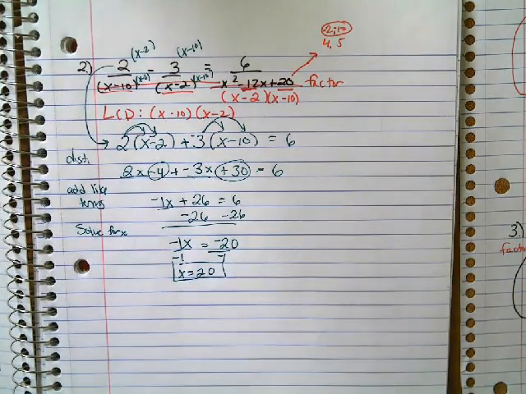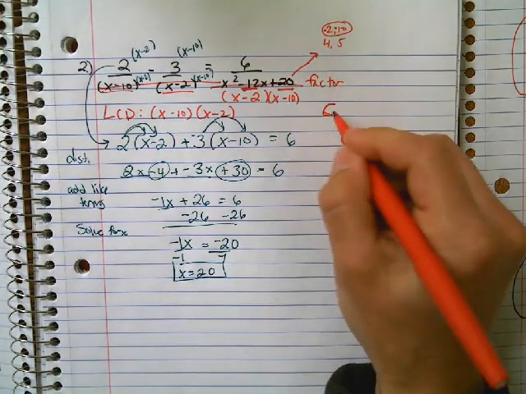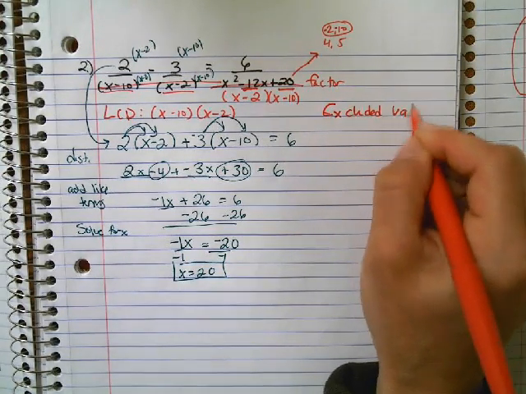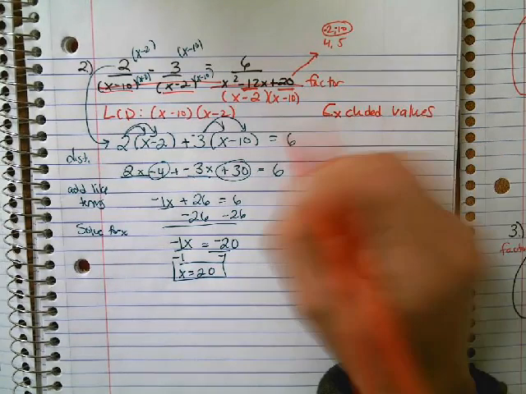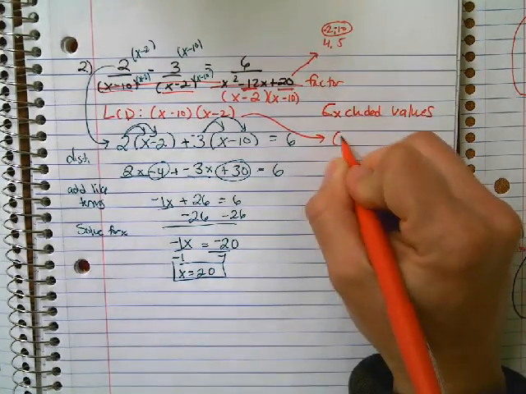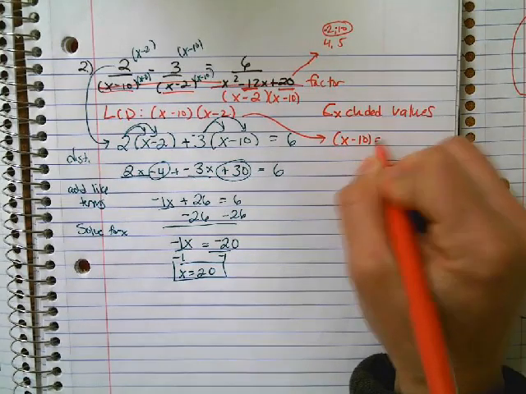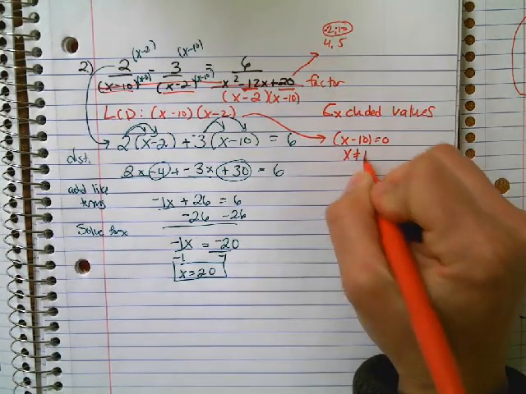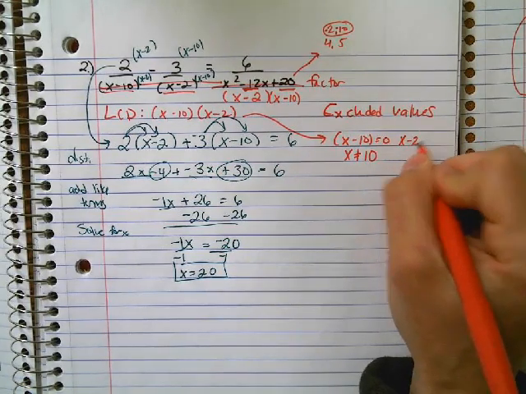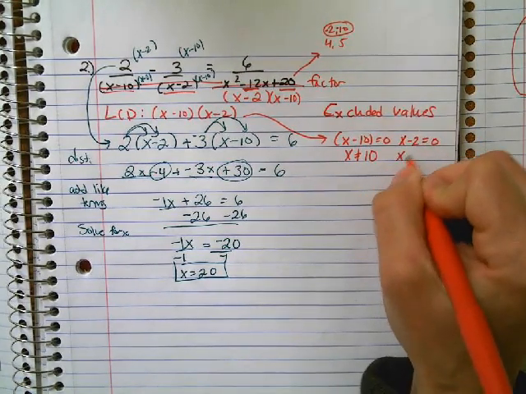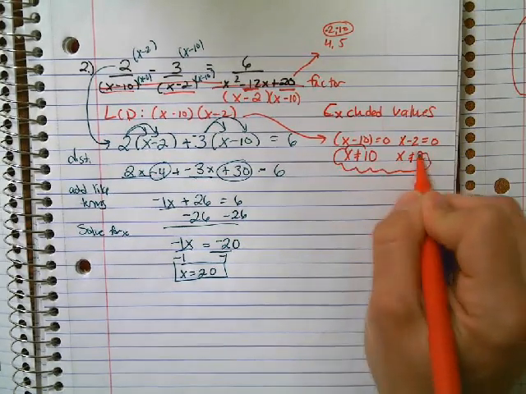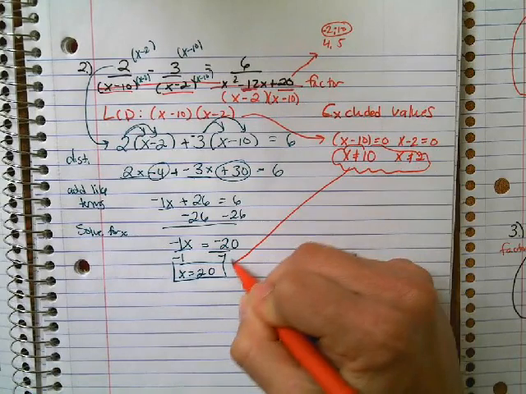Now I'm going to go back and check my excluded values. The excluded values are coming from the denominator, or the least common denominator. Set that equal to 0, so x cannot be 10. And I'm going to do the second part to that, x minus 2, set that equal to 0, x cannot be 2. So these are my excluded values. I have to go and check them against my answer.